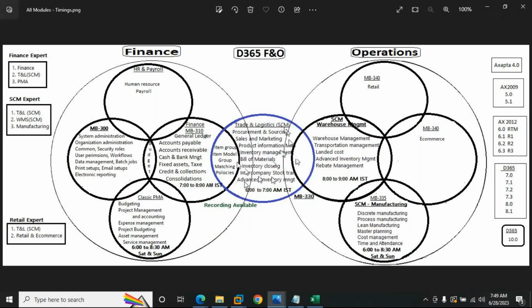Next, warehouse management, one more batch. It will be the 8 to 9 session. It will cover advanced warehouse management, transportation management, landed cost, and advanced inventory management. All these things you will learn in warehouse management. On the weekend, 6 to 8:30, I will teach manufacturing: discrete manufacturing, process manufacturing, lean manufacturing, master planning, cost management, and time management. Once this batch is completed, I will teach PME also. This is weekends only. One batch only I can run, either one. Finance, T&L and warehouse management run every day, Monday to Friday.